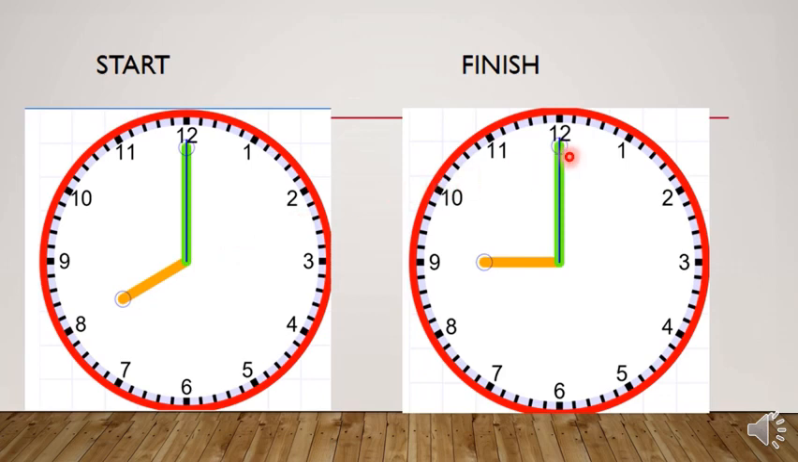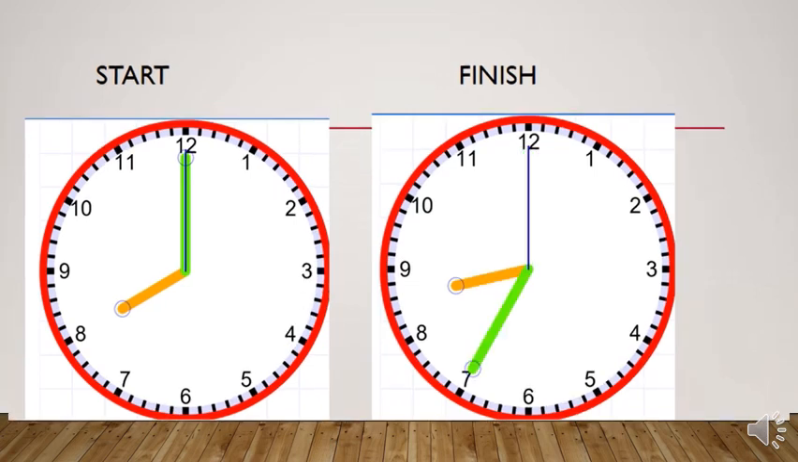The clock on the right, I hope we can see with the big hand, the minute hand, pointing at 12 and the hour hand pointing at 9, that's 9 o'clock. That's what time the TV show finishes. So from 8 o'clock to 9 o'clock is 1 hour. The duration of the TV show is 1 hour. Or you could say the duration of the TV show is 60 minutes.